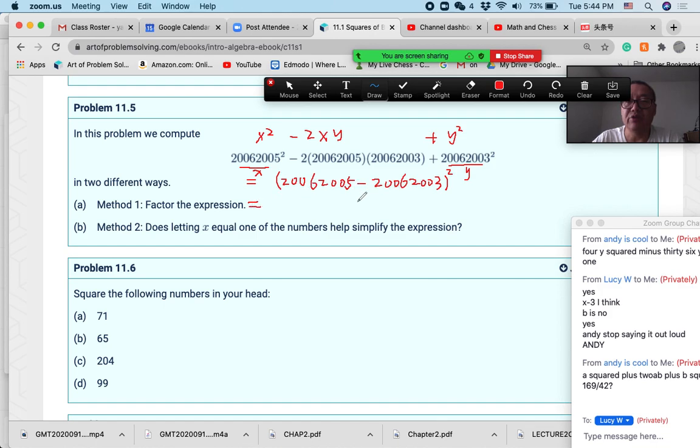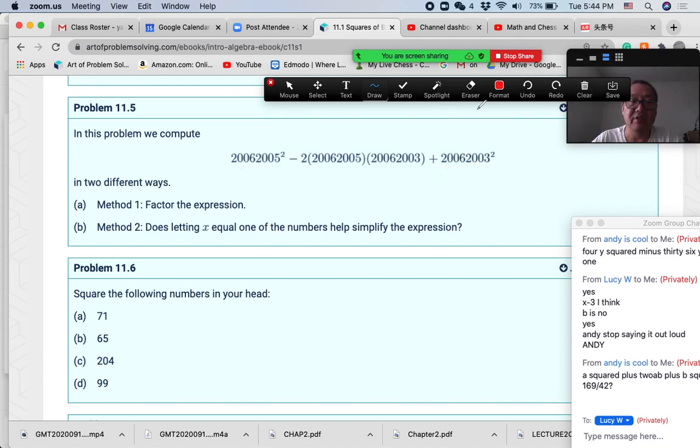So this one minus this one equals 2. So this one equals 2 squared. So this one gives you 4. Answer is 4. This one we use factor the expression, right? This is first method. Now let's try second method.